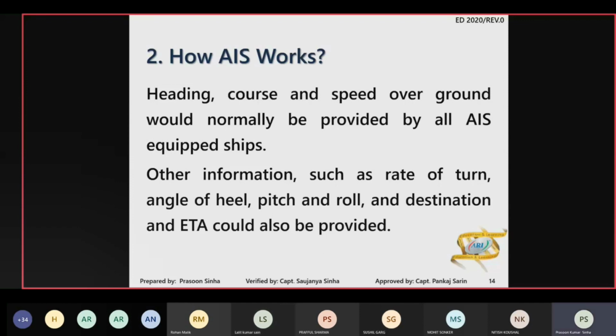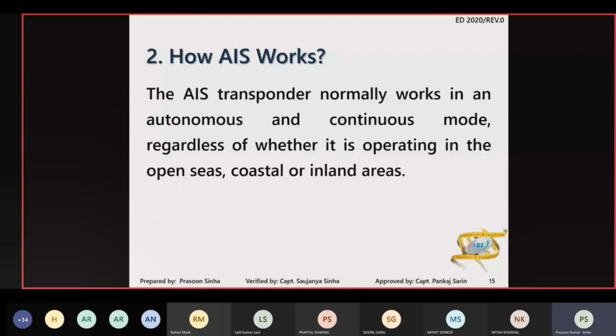So first of all, we'll take a look at what kind of data is transmitted. In general, we have discussed that the navigational parameters are transmitted. Also, the identification is transmitted, but these are categorized separately. The types of data transmitted by AIS.